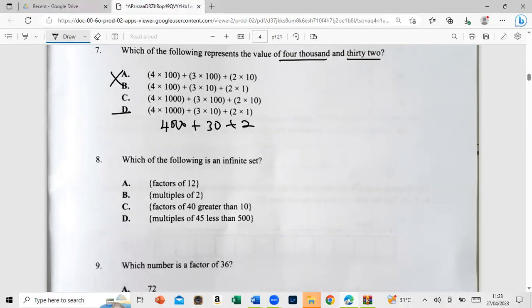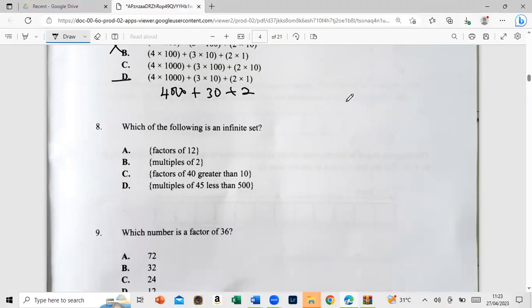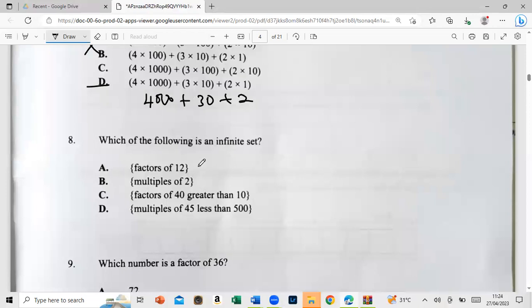Which of the following is an infinite set? Infinite means there's no ending, no limit. So which of the following is infinite? Factors of 12, that is limited because factors of 12 are 1, 2, 3, 4, 6, and 12. So these are limited. Multiples of 2 now is continuous. So we're not going to go any further. These have a limit, factors of 40 as well.